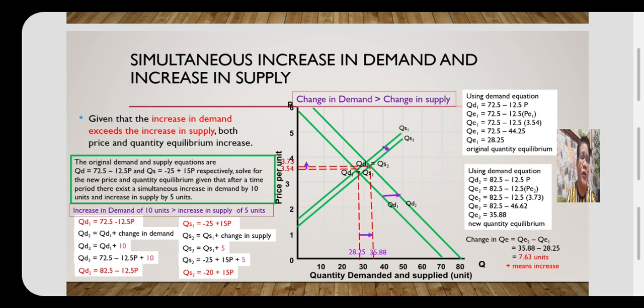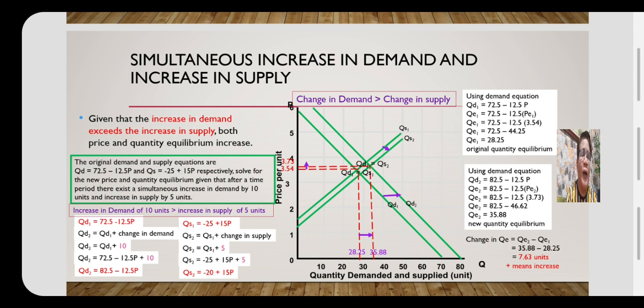7.63 units is positive. Positive means that there is an increase in quantity equilibrium by 7.63 units. So, because of the simultaneous increase in demand by 10 units and increase in supply by 5 units, quantity equilibrium increased by 7.63 units. So notice that graphically we have already illustrated these quantity equilibrium values.